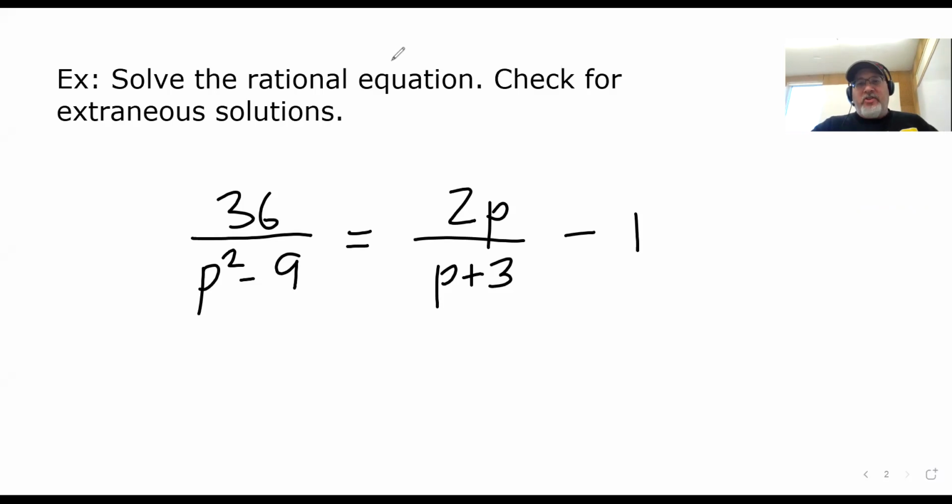Before we start solving this, a couple of things. Number one, I want to emphasize that I'm classifying this as a quote-unquote Type 2 rational equation. And just for full disclosure, that is my own description of it.